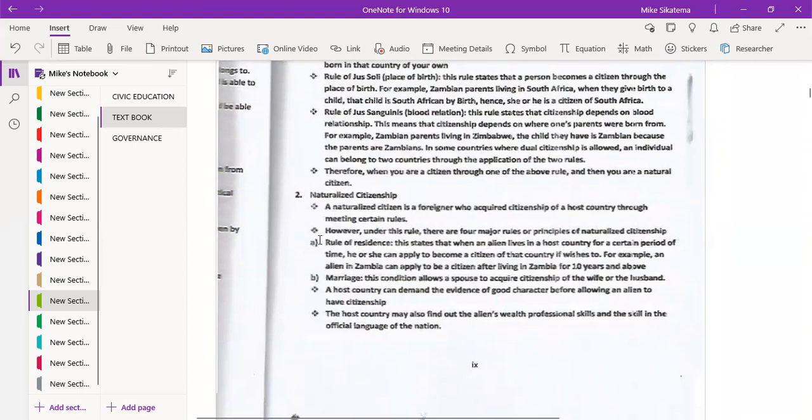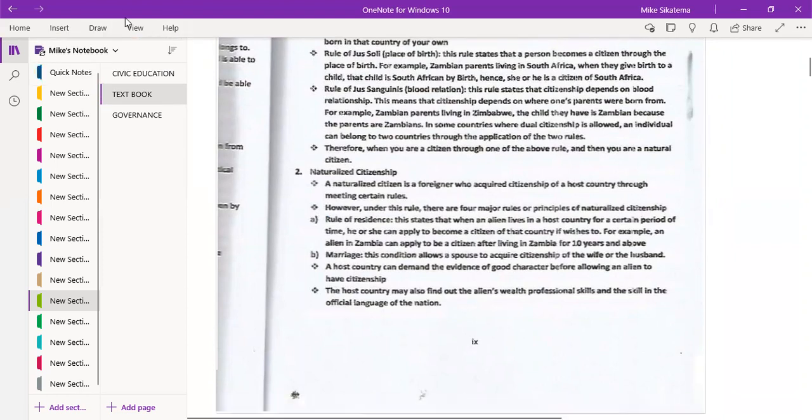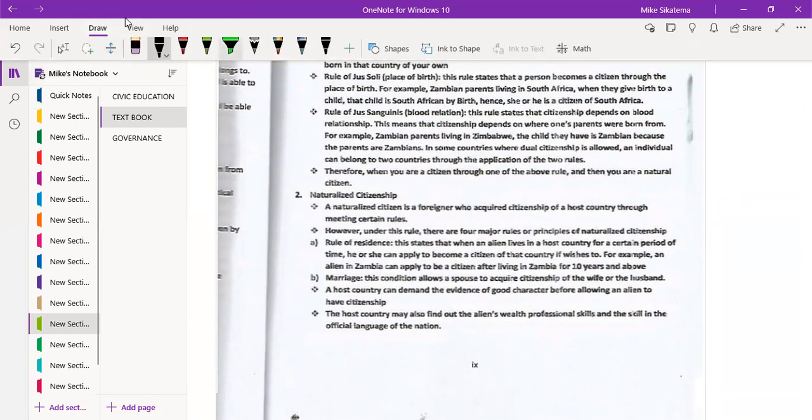You can actually start highlighting certain things so that you see properly. Disconnecting this, so that I highlight certain things so that you can see. I'll use red, green as usual.